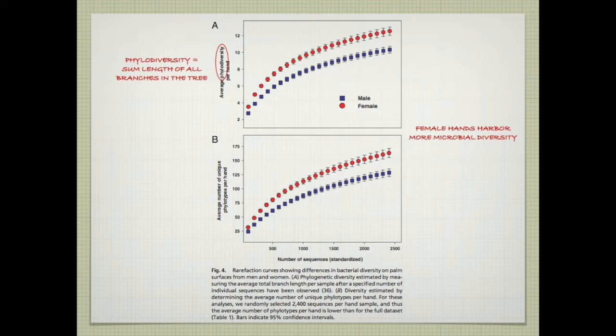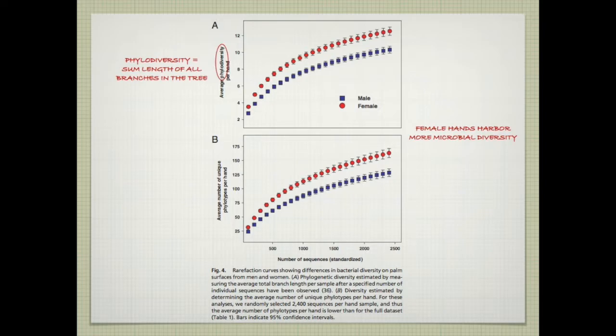Female hands harbor more microbial diversity than male hands. This actually created some headlines. I don't think this is a big deal, but it raised headlines, things along the lines of, female hands are more hospitable to deadly microbes and all this kind of stuff. When newspaper people get a hold of things, sometimes the science goes by the wayside, I'm afraid.